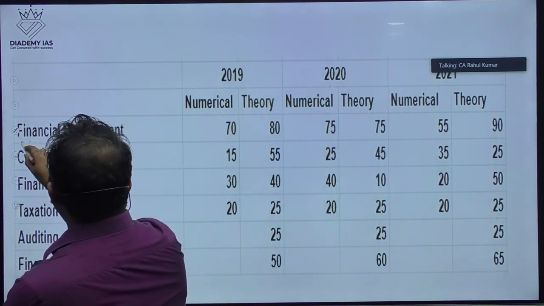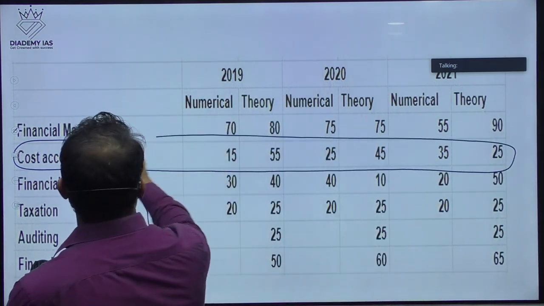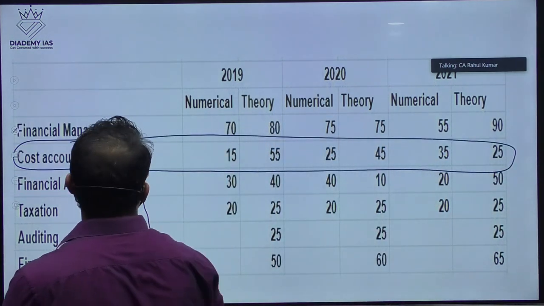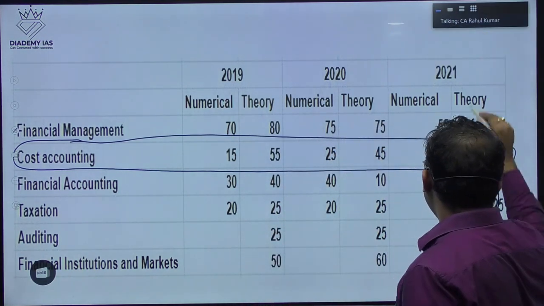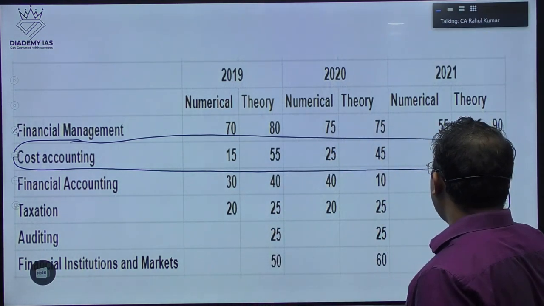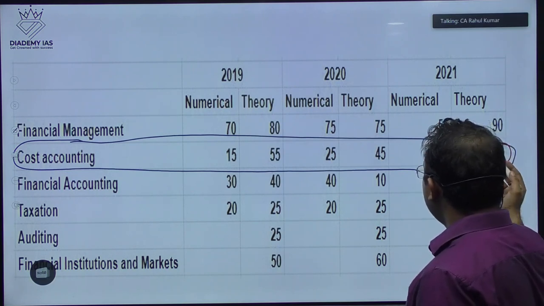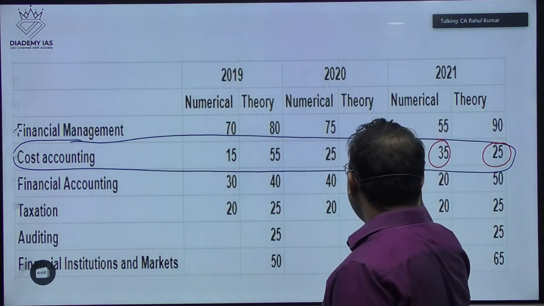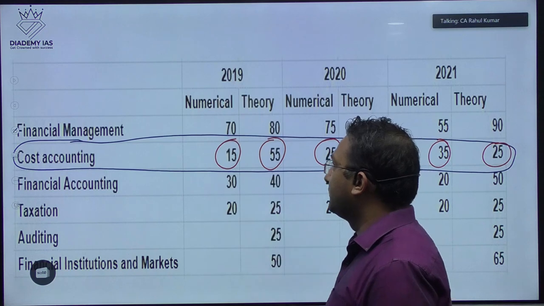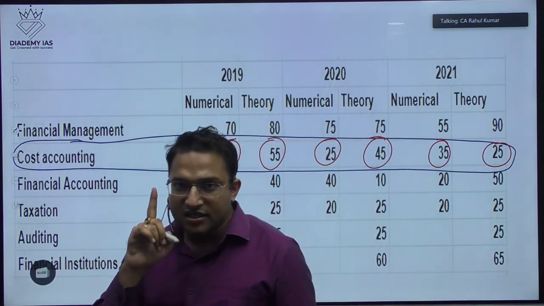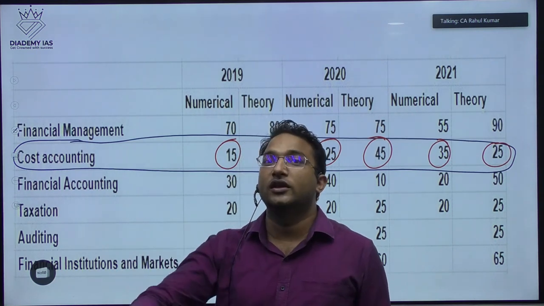In cost accounting, please see the second line, okay? Here one thing is very clear: in 2021, 35 marks numerical, 25 marks theory, so numerical is more than theory. Here theory is more than numerical, and here also theory is more than numerical. So basically they're asking both theory and numerical, and you have to focus equally on the theory.